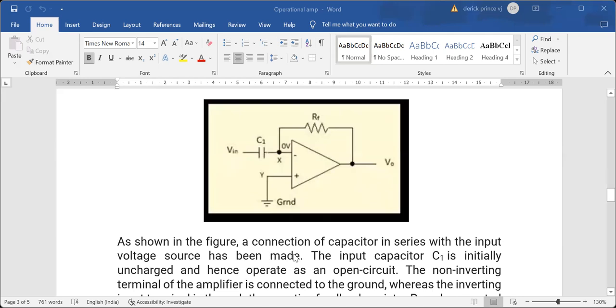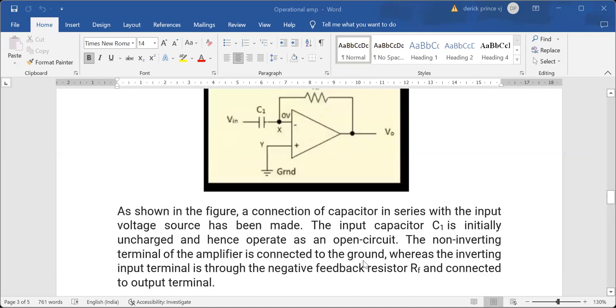As shown in the figure, a capacitor is connected in series with the input voltage source. The input capacitor C1 is initially uncharged and hence operates as an open circuit. The non-inverting terminal of the amplifier is connected to the ground, whereas the inverting input terminal is connected through the negative feedback resistor RF to the output terminal.